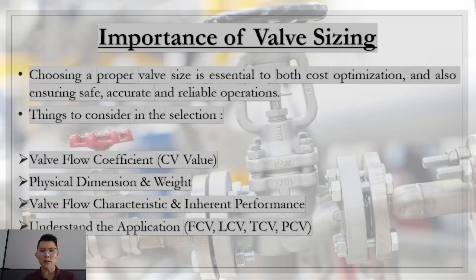Control valve sizing, or flow control sizing, we'll cover in different topics later, because every Monday we only have 30 minutes. So on the things to consider in valve selection, the first thing we can consider is the valve flow coefficient, or what we call the Cv value. What is this? If I explain it, I will need another 10 minutes, but just an overview for you. We will cover the valve flow coefficient in the next upcoming agenda. Then the physical dimension and weight of the selected valve, the flow characteristic, and also the inherent performance of the valve.